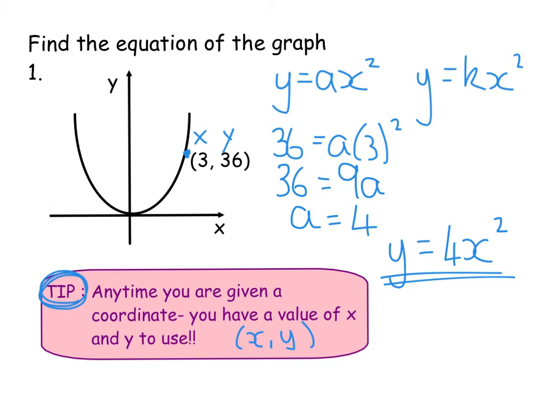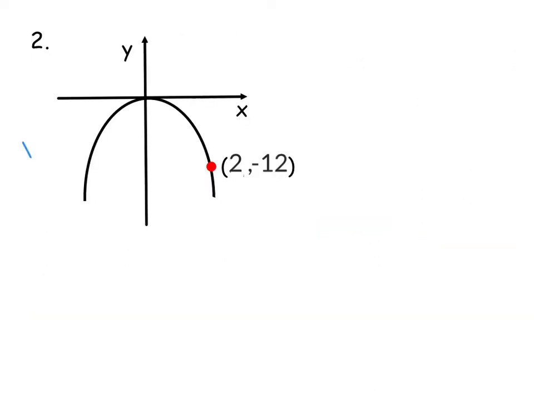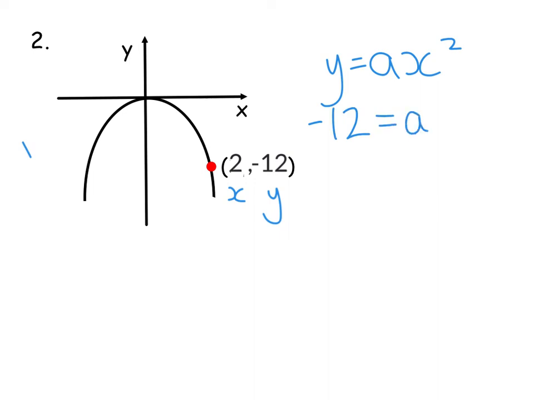Now just one thing to note, this was a smiley face, a positive x squared. I came out with a positive 4. If you look at this one, you can see straight away it's a sad face kind of graph. So I'm looking for a negative to come out here to make it a negative x squared. So again, I'm going to label my coordinate x, y. I'm going to start by writing the formula y equals ax squared. Y gets replaced with negative 12 and x gets replaced with the number 2.